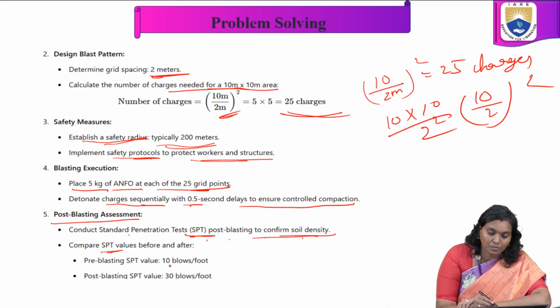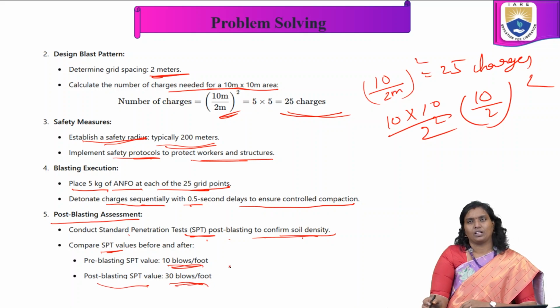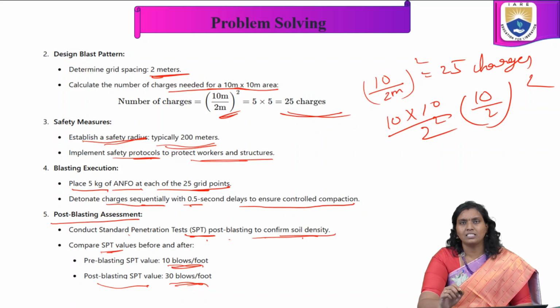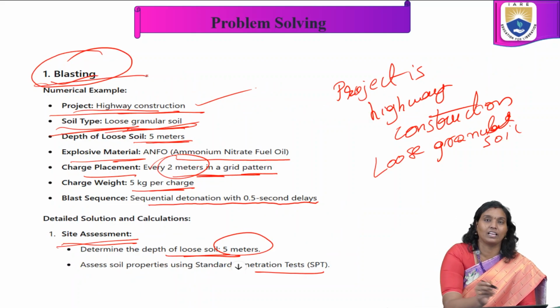So the pre-blasting SPT value is 10 blows per foot. The post-blasting SPT value is 30 blows per foot. Like that we are conducting the test. We are understanding the various steps involved in this particular blasting technique.